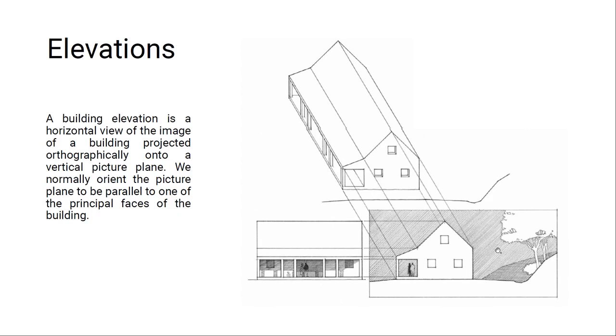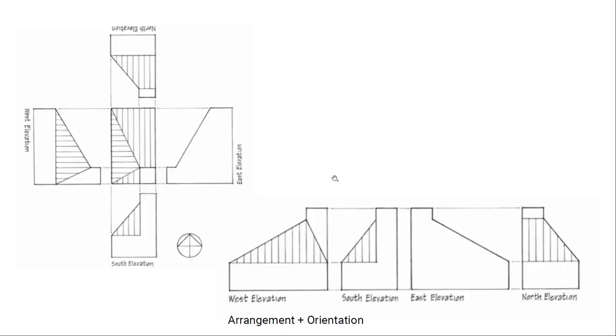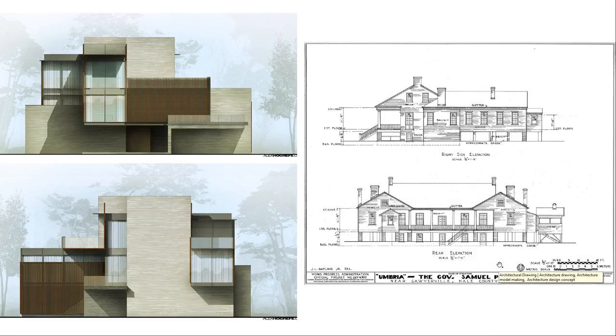Building, it's just this horizontal view of the image of a building projected orthographically. So you can see it looks like this, which looks like this, looks like this. This one would be this side, right? And as I mentioned, this multi-view, you have your west, your east, your south, depending on where yours is located, and so you start placing them that way.